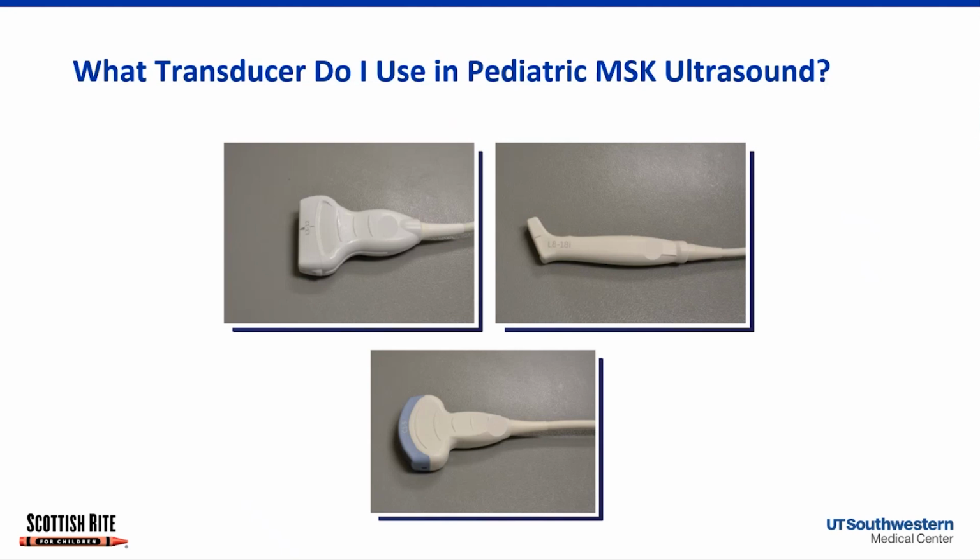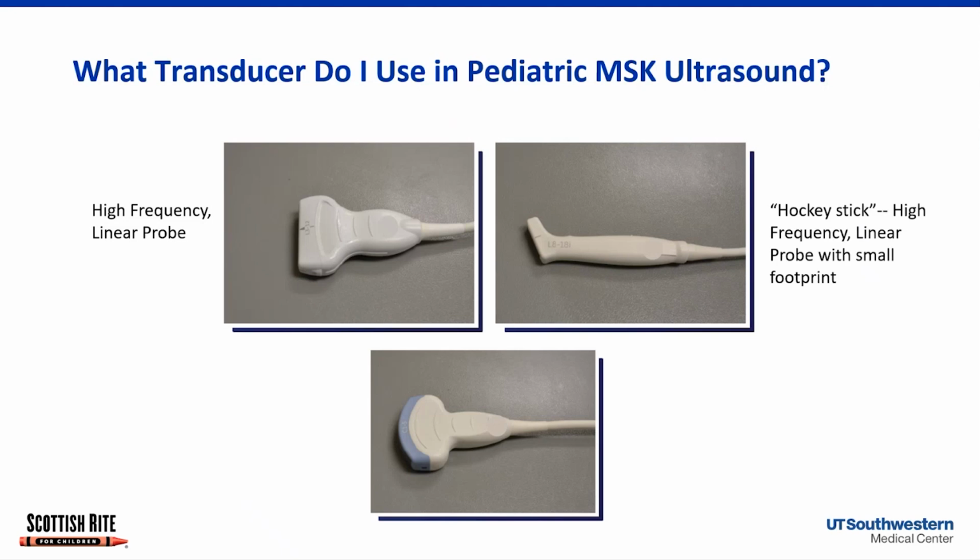So for MSK, these are the three basic transducers that are usually used. The one on the left is a high frequency linear probe. The one on the right we call the hockey stick probe, but it's also a high frequency linear probe. And you can see it's very short. It's what we call a small footprint.